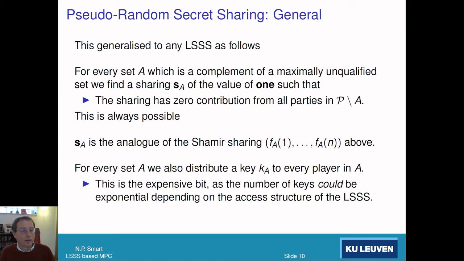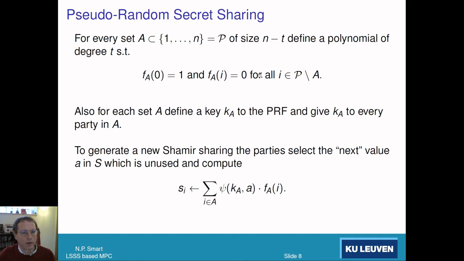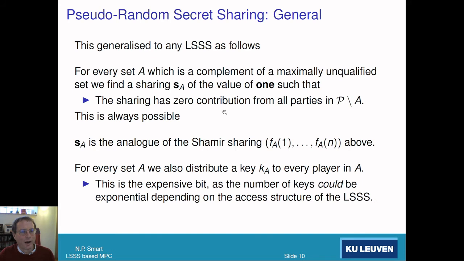And you can generalize it to any Q2 linear secret sharing scheme as follows. For every set A, which is the complement of a maximally unqualified set, we can find a sharing of 1. What's this sharing of 1? Well, this sharing of 1 corresponded to this. This was the sharing of 1 for every maximally unqualified set, which has 0 contribution from all parties in P minus A. This is always possible, so this is the analog for the Shamir sharing here.